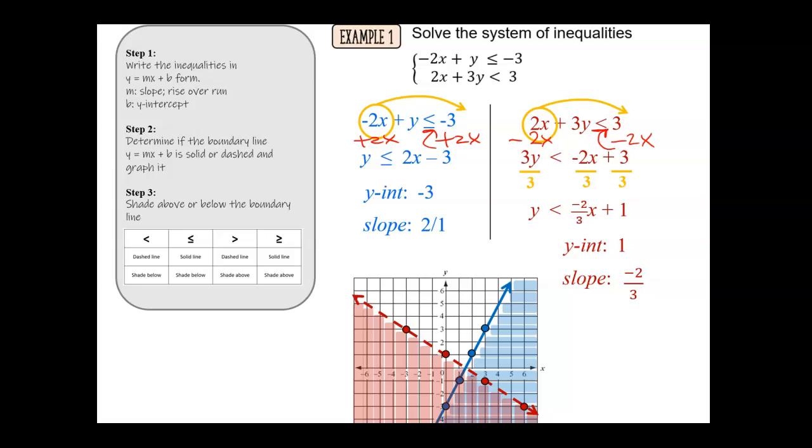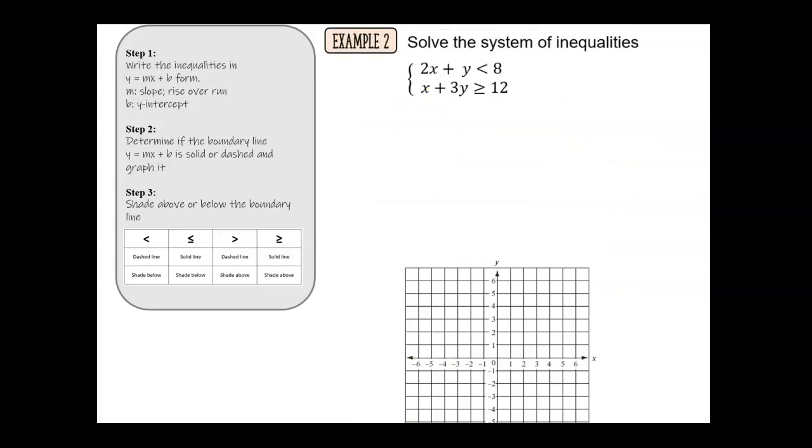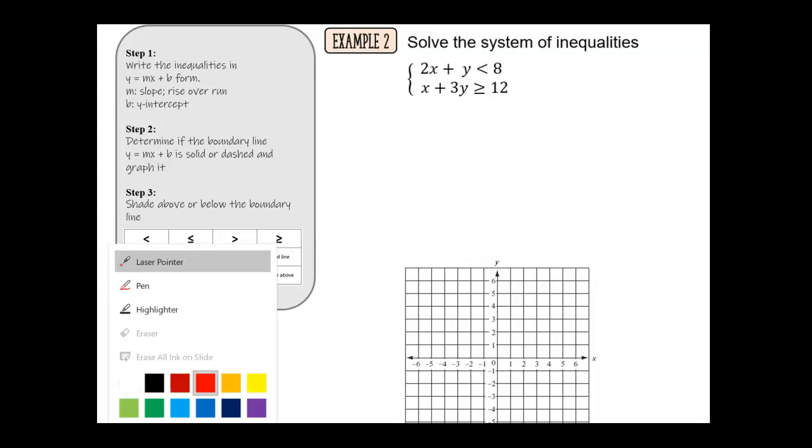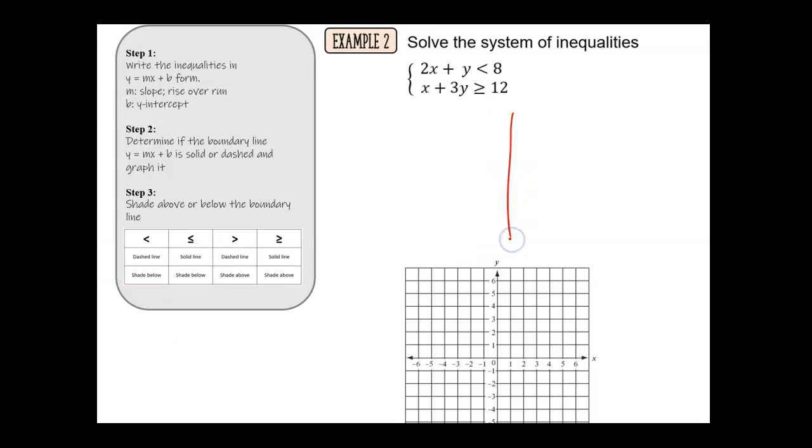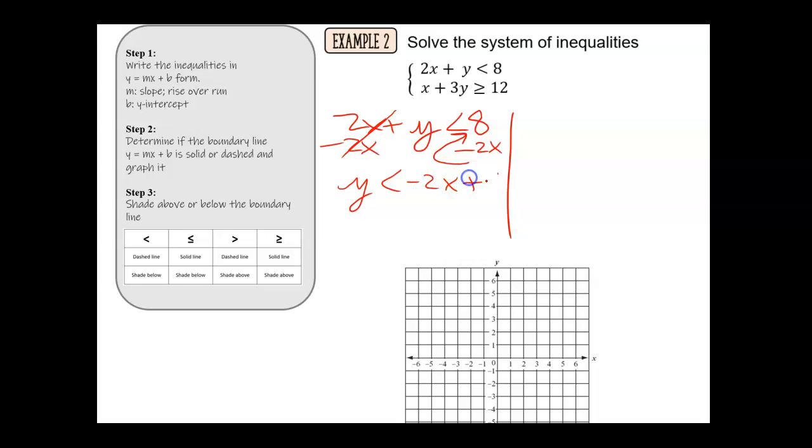Now, real quick, example 2, and I'm talking about real quick. I'm going to do this with y'all. Ready? 2x plus y is less than 8. Now, what do I get rid of first? I get rid of that x, so minus 2x, put that in front. So y is less than minus 2x plus 8.